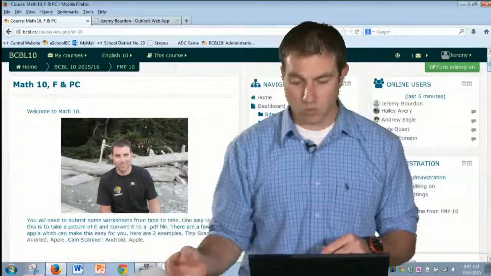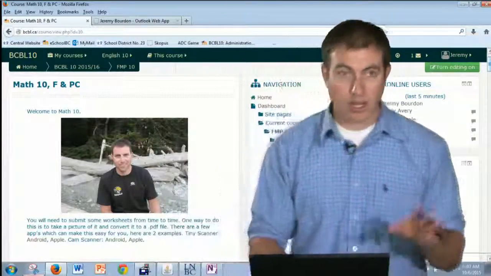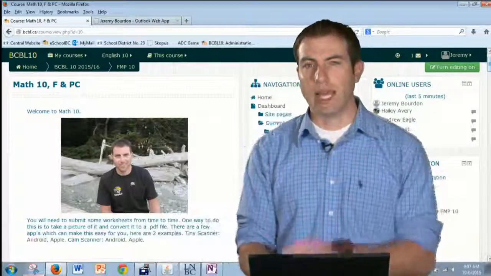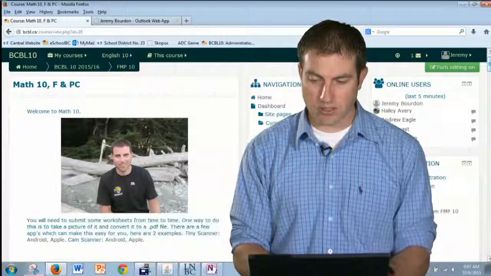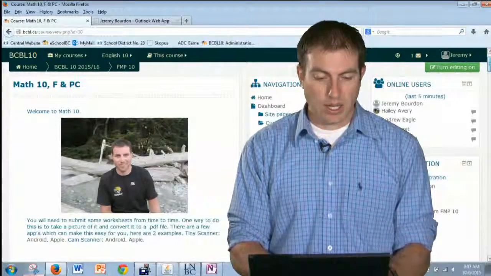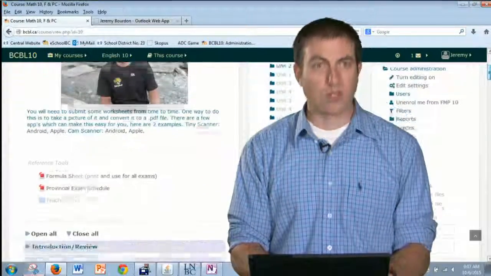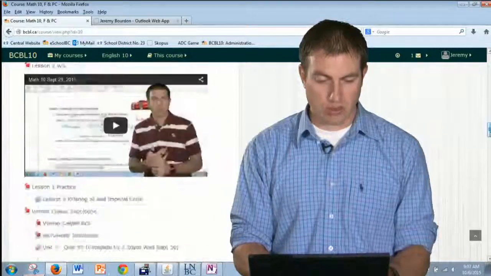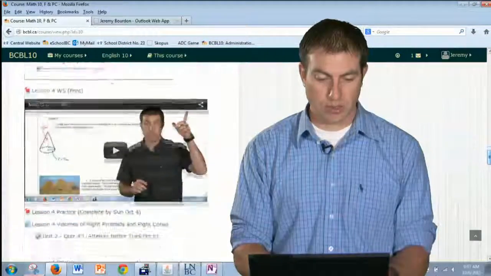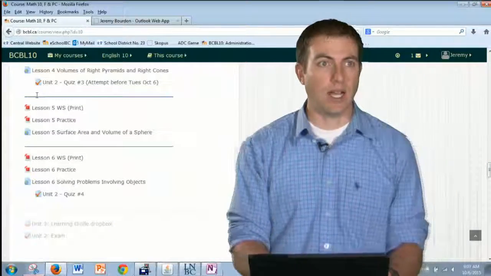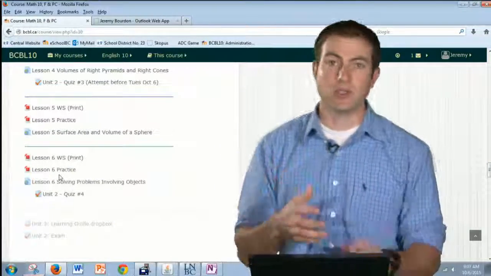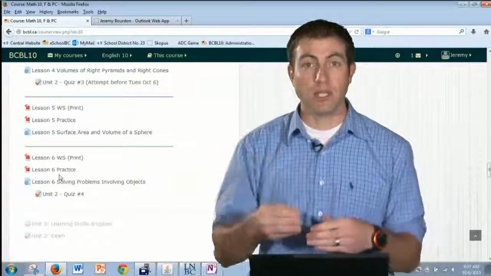Perfect. While everyone checks in there, I just want to give a quick recap of where we are, where we're going, and what the next few days are going to look like. So this is the course here behind me. I'm just going to scroll down to Unit 2. So we've done Lesson 3, Lesson 4. You can see Lessons 5 and 6 are the last 2 lessons that we have to do. I'm going to hope to get through 5 today.